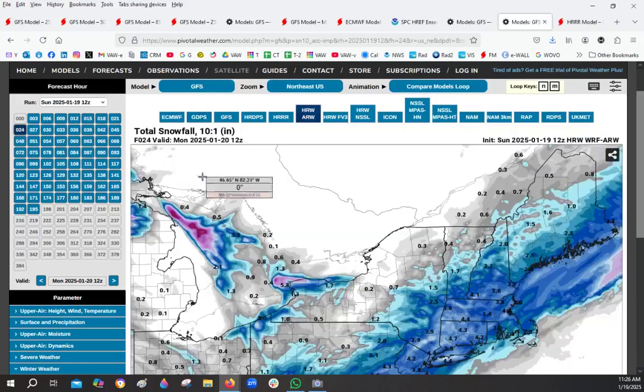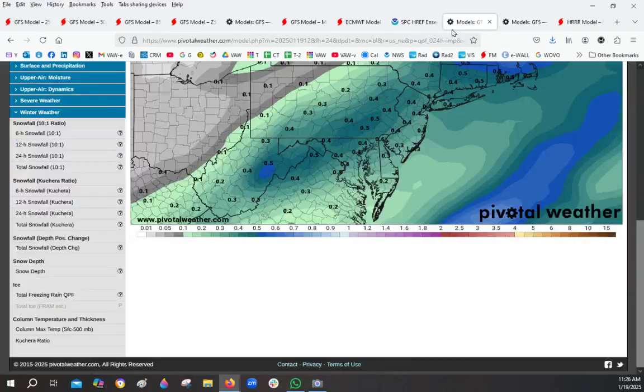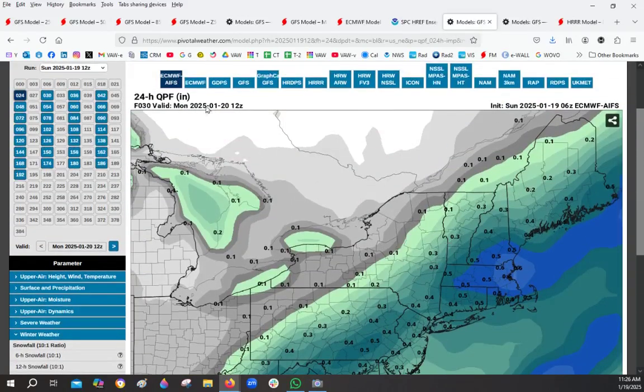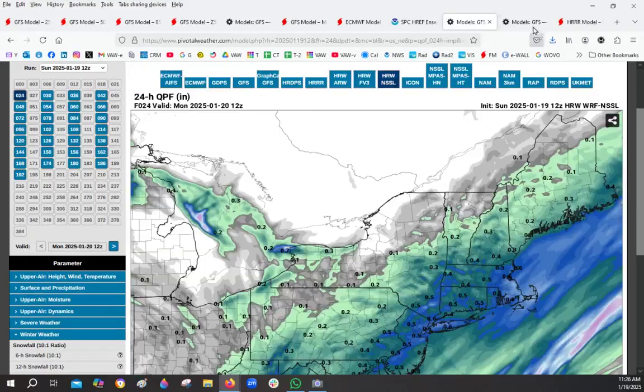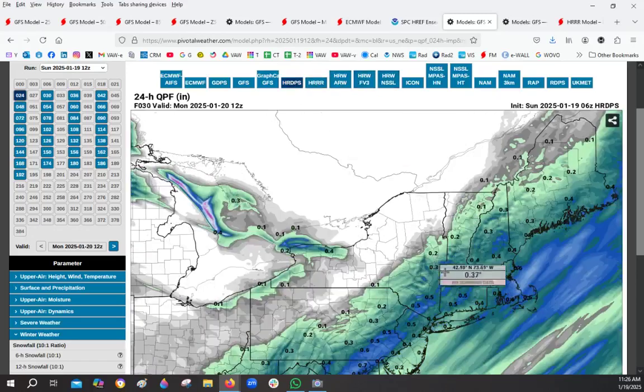Actually, I had that up in the snow. Here we go. I know I'm bouncing around a lot. This was the QPF. Remember, I called that the quantitative precipitation forecast. Actually, here we go. This is basically across most models. We're looking at the same thing, about 0.2 to 0.5. So that's the general range of liquid precipitation. So then again, you convert it to snow ratios.